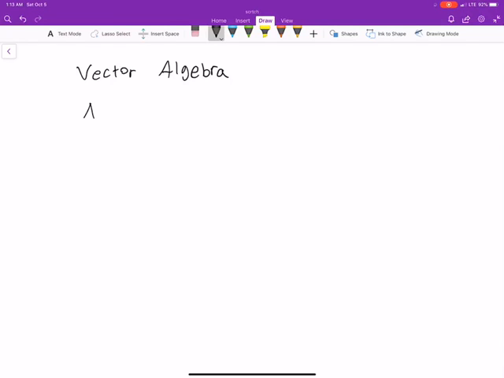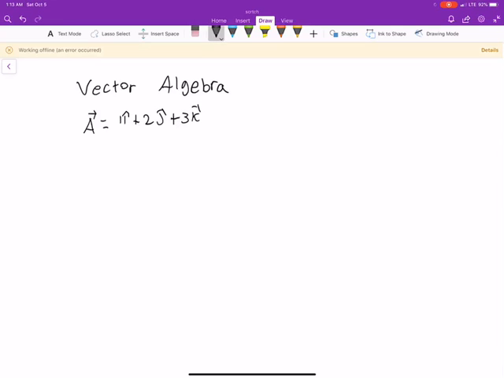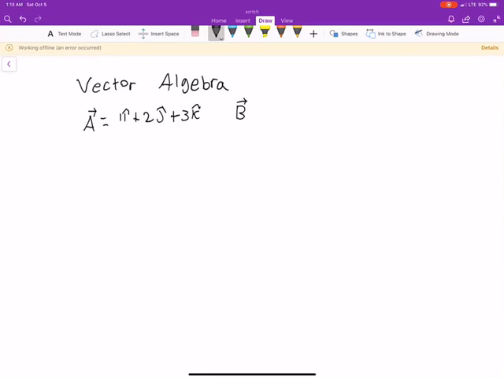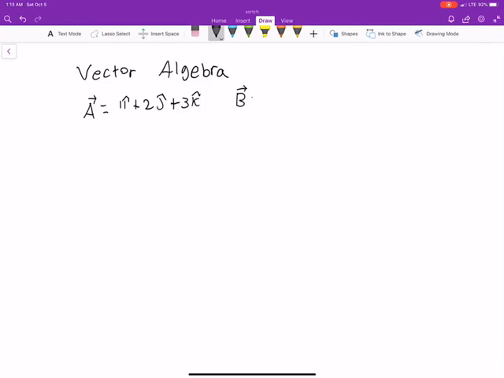So let's start with the vector A, which is equal to just i plus 2j plus 3k. And real quick, this is the same thing as just having one i, but you might see it written like that. And let's also have a vector B, which is equal to 4i plus 5j plus 6k.